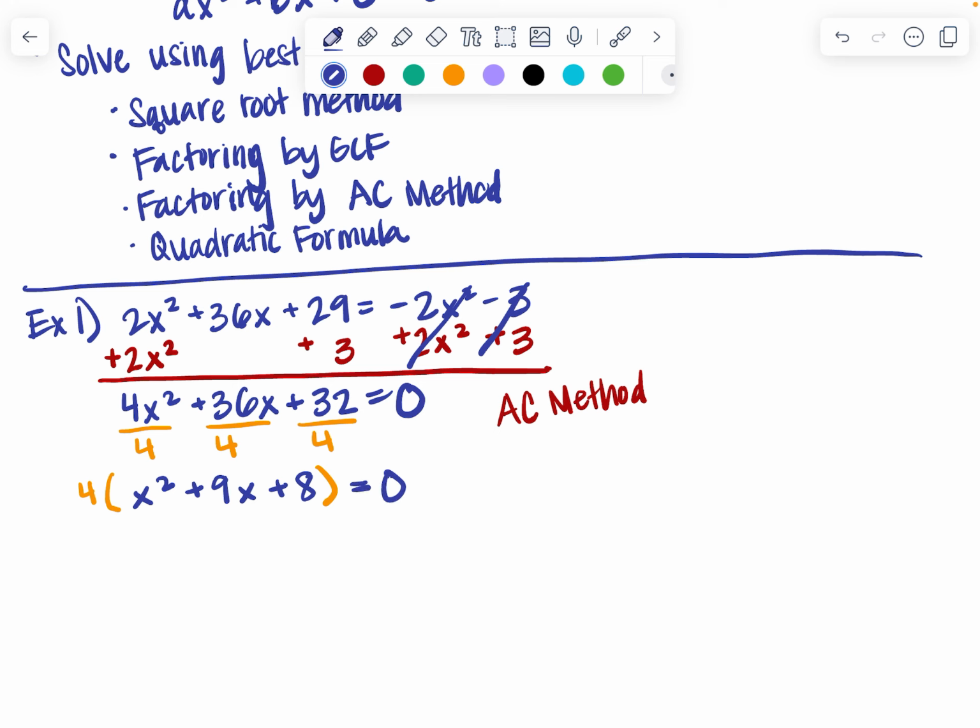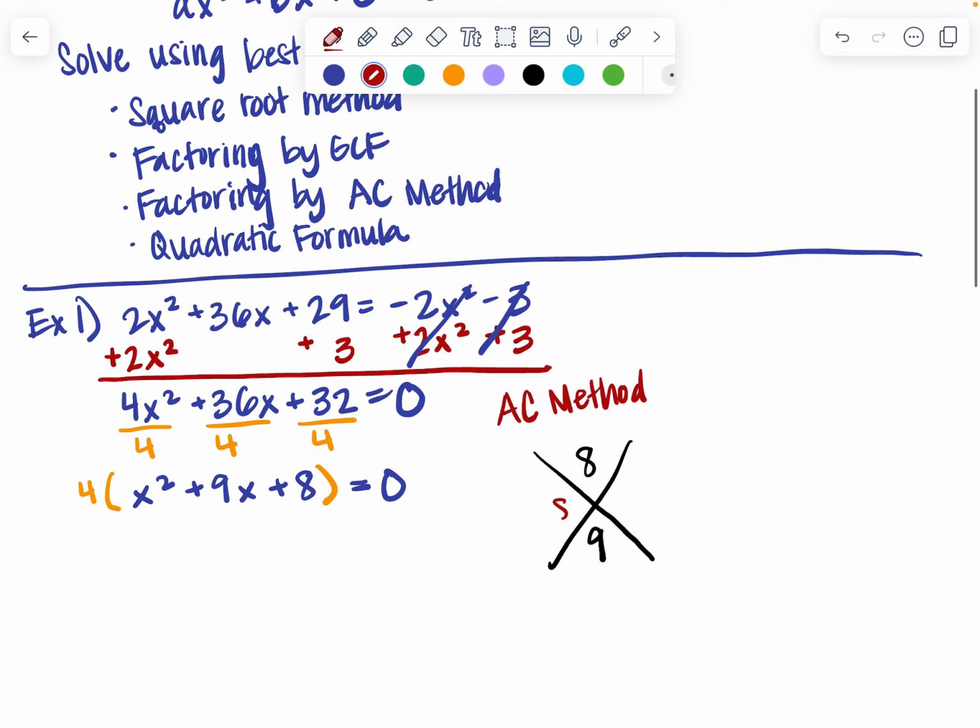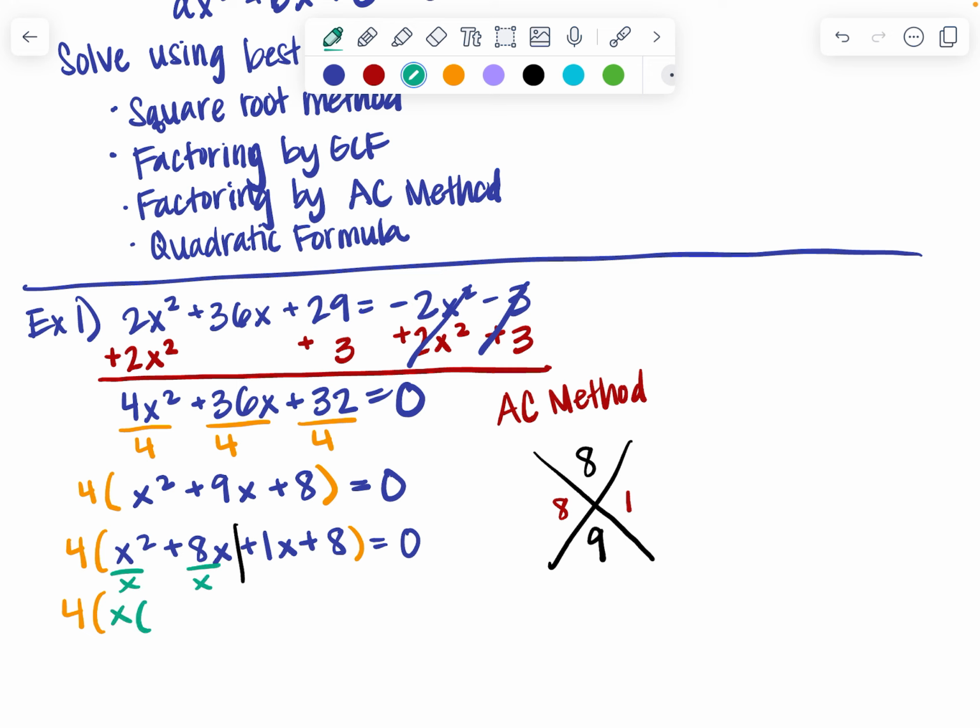Okay, so now I can set up my X puzzle. A times C is 8, B is 9. The solution to the X puzzle is 8 and 1. And now I can factor by grouping. x plus 8.